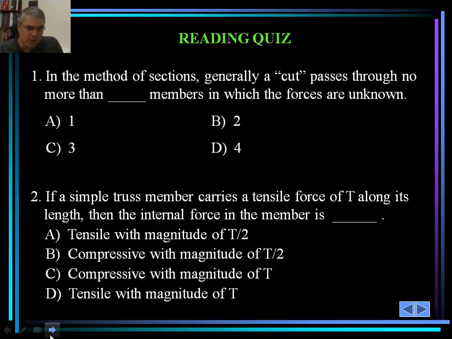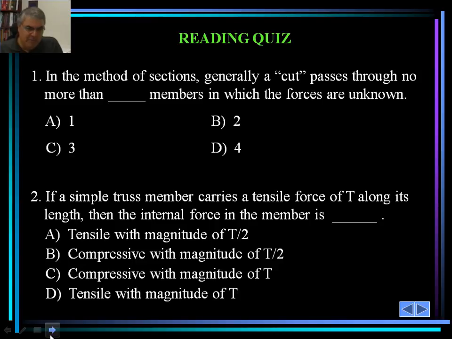Reading quiz 2. If a simple truss member carries a tensile force of T along its length, then the internal force in the member is blank, A, B, C, and D. You can read through all the answers, and there are tensile forces and compressive forces, and both are given. First, we need to determine if we can just look at the answers and come up with the answer. Let me go back to the problem.